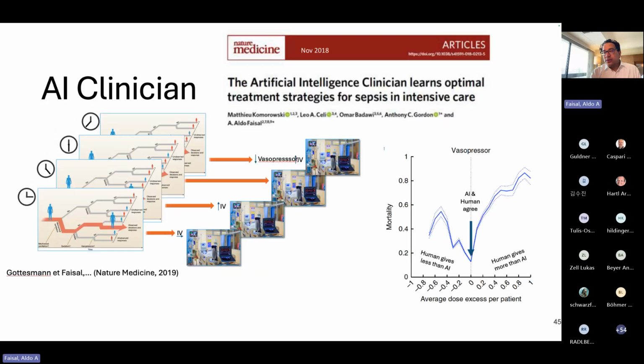the AI clinician. And so what the AI clinician does, it's a system that continuously monitors the patient.